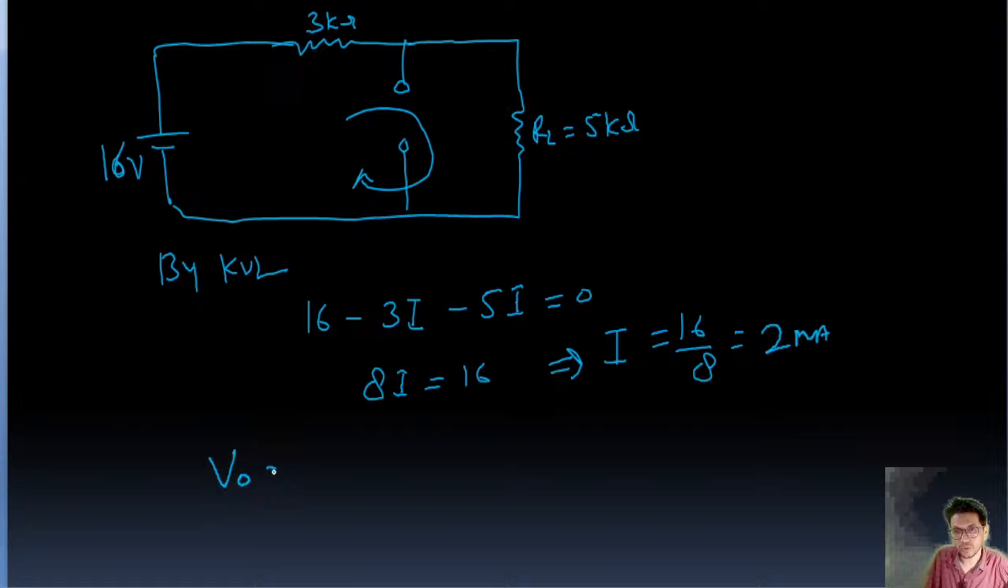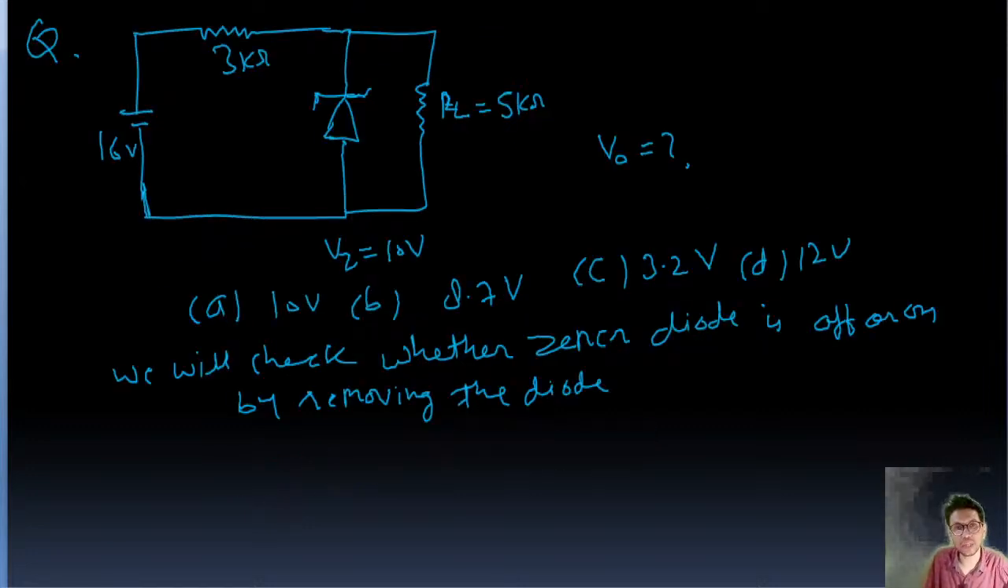So V naught equal to IL into RL. So this is IL, guys, because this is the same current, right? IL. So this is going to be IL is 2 into 5, right? So this is 10 volt. Okay, so now we can see V naught is 10 volt and the Zener voltage is 10 volt. Means both are equal. Both are equal means diode is on.